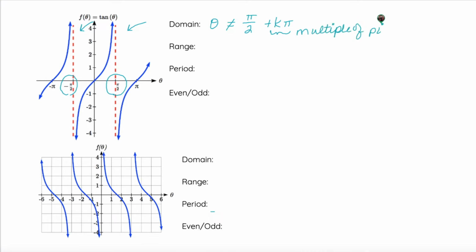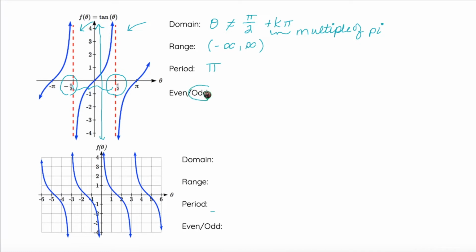At the same time, though, our range is all real numbers from negative infinity to positive infinity, since we start way down below and we continue forever and ever. The distance between the start and stop of a repeat of our pattern is every pi. And tangent here is an odd function.